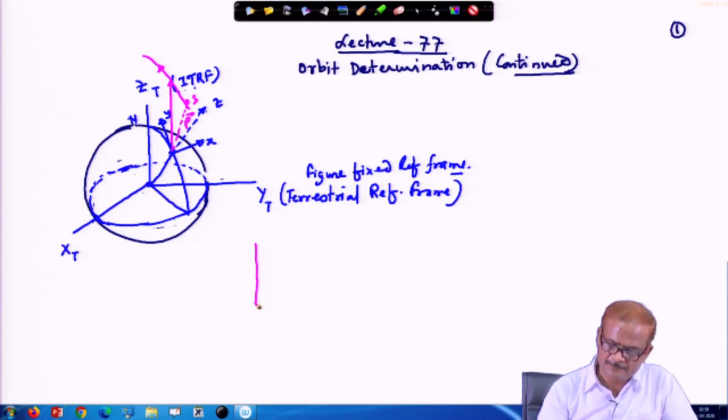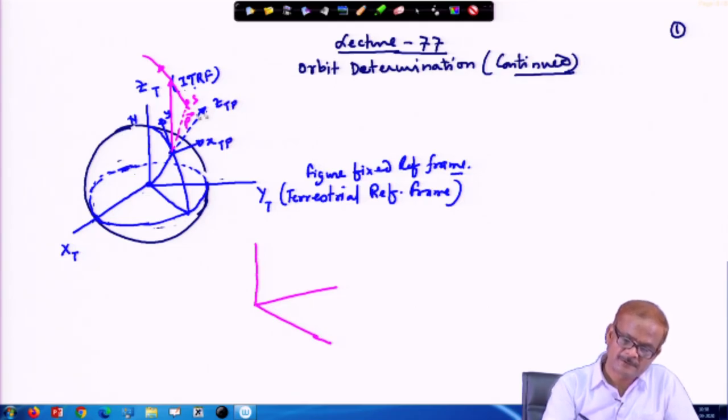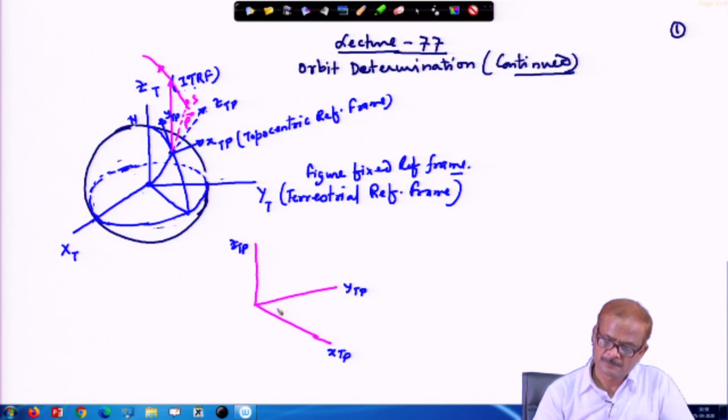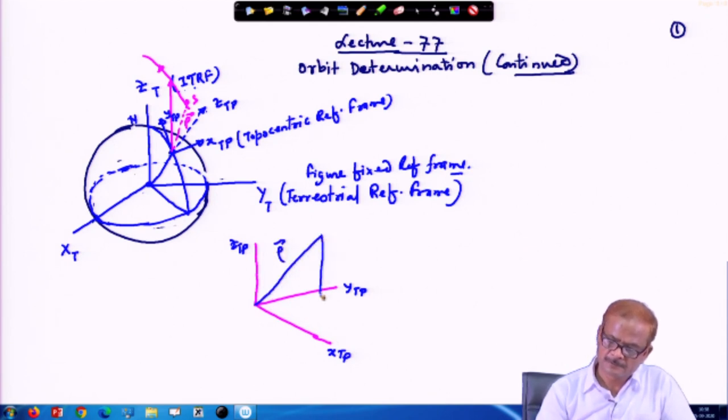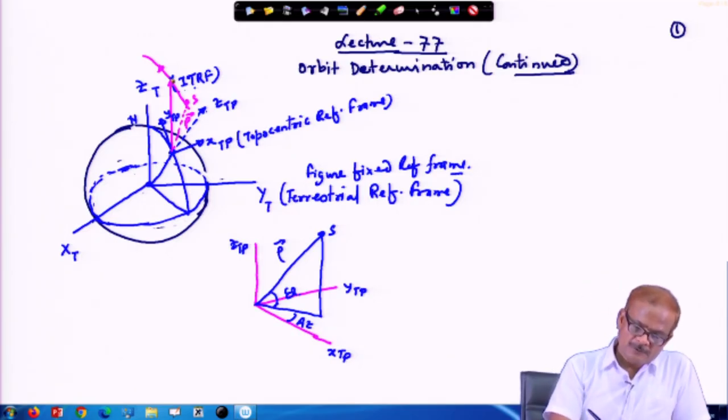So, if we look here in this frame, so this we call as the topocentric reference frame XTP, YTP and ZTP. This is your rho vector, satellite is being observed, this we take as azimuth elevation. So, you are making your observation from this place.